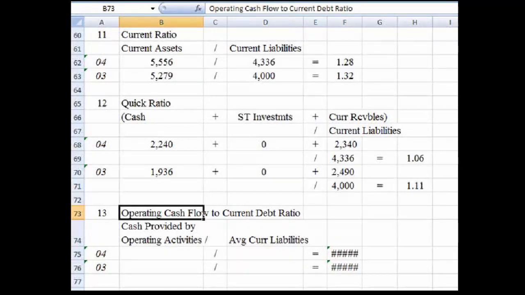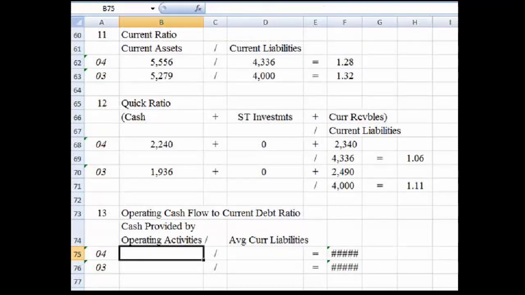The operating cash flow to the current debt ratio is the liquidity ratio that indicates whether the company generates enough cash from operating activities to meet its current obligations. To do so, the ratio uses the cash flow provided by operating activities, which is provided to us in the additional income section on page F497, and divides it by the average current liabilities. In the cell under cash provided by operating activities for 04, 1,041 is entered, and for 03, 914 is entered.